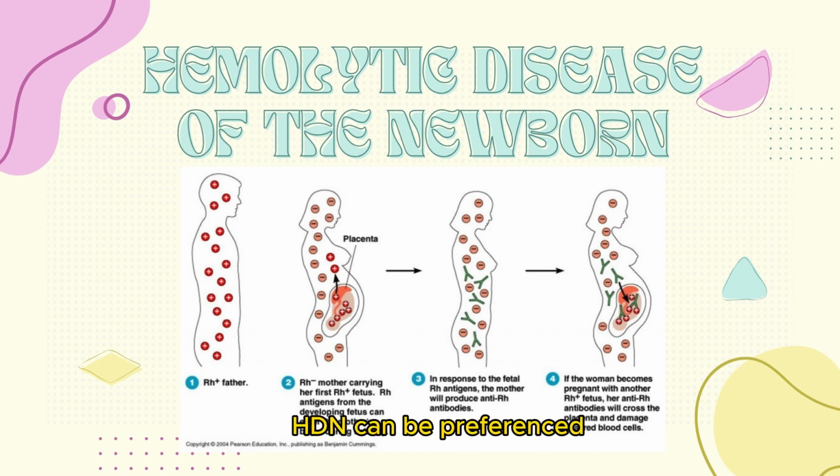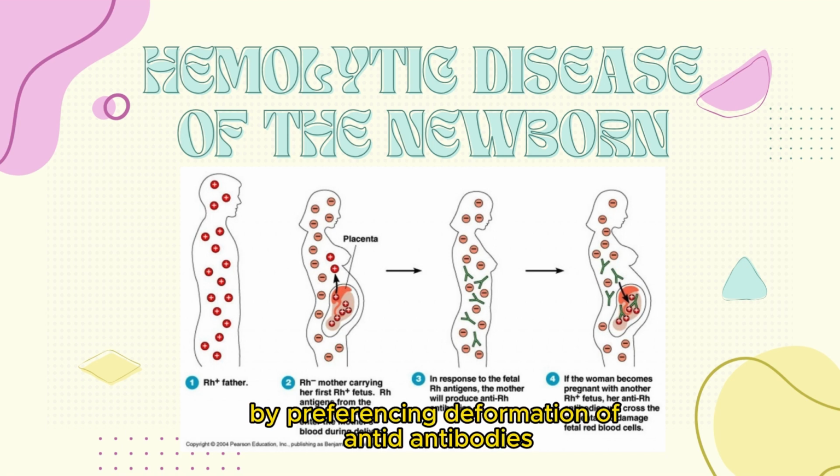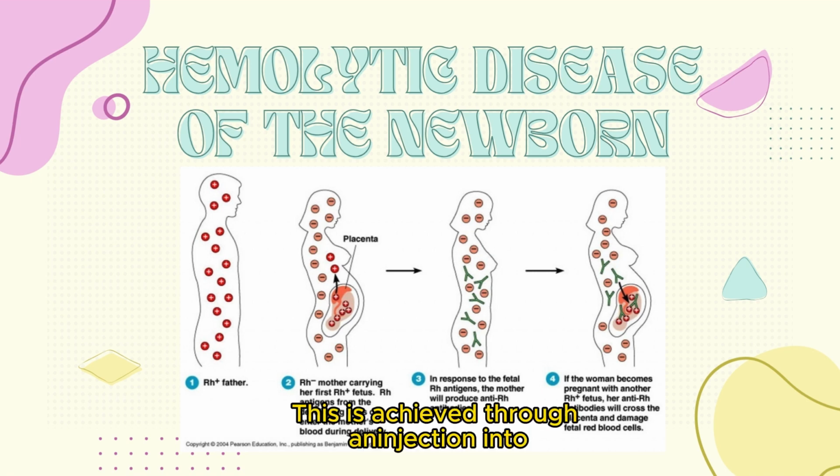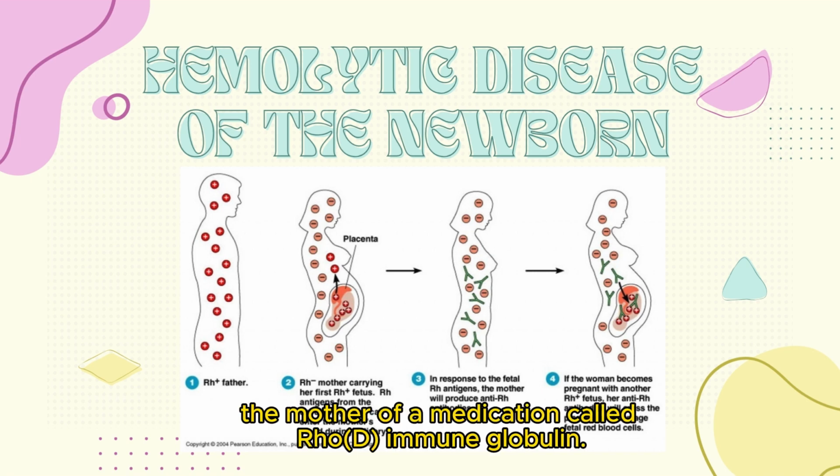Fortunately, HDN can be prevented by preventing the formation of anti-D antibodies in the rhesus negative mother. This is achieved through an injection into the mother of a medication called Rho(D) immunoglobulin.